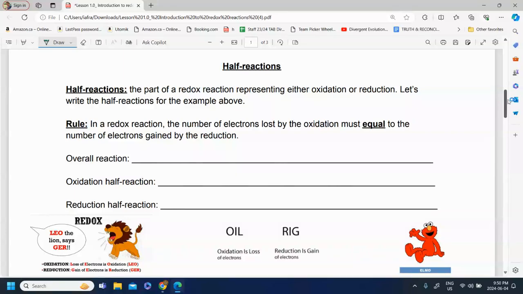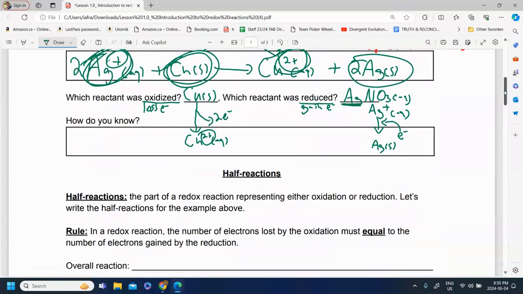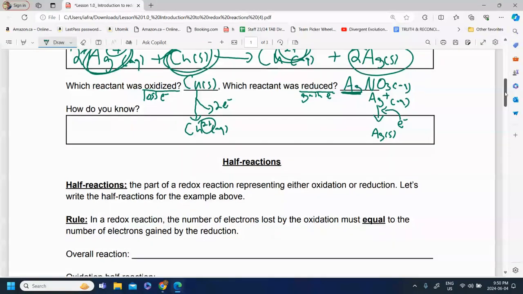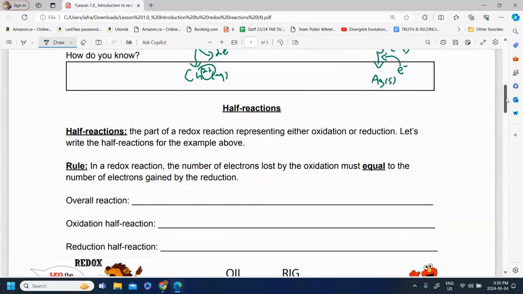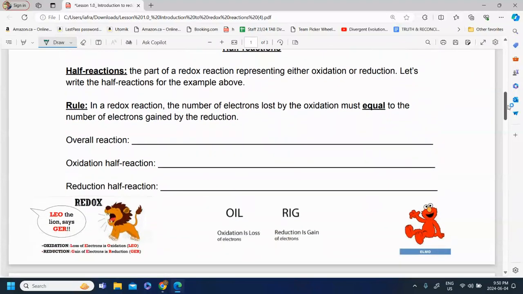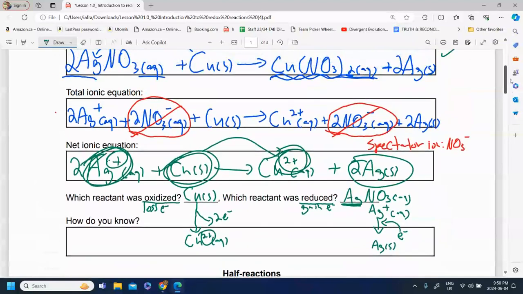In this video, we're going to take a look at the concept of half reactions. In the previous video, we saw the idea of something being reduced and something being oxidized. What we can do is analyze each part of the reaction, the oxidation part and the reduction part. So we're going to take the overall reaction and break it up into its two parts.